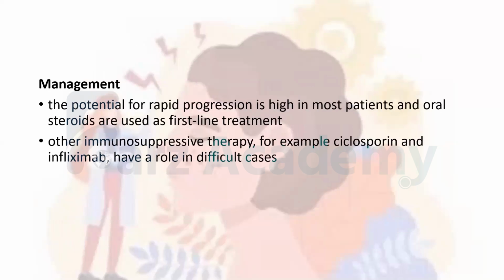Coming on to the management of pyoderma gangrenosum, the potential for rapid progression is very, very high in most patients, and oral steroids are used as the first line of treatment. Other immunosuppressive therapy, for example, cyclosporin and infliximab, have been shown to be effective in resistant cases. All right, so remember the first line will be steroids and second line will be immunosuppressants.